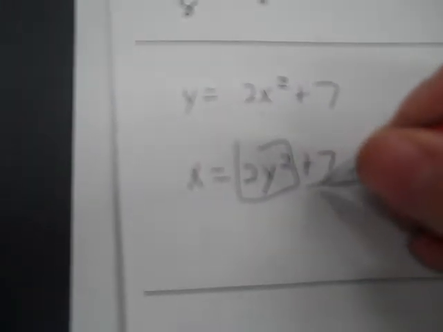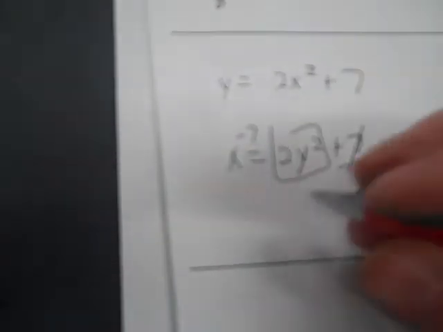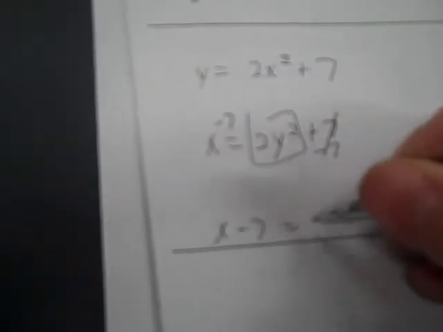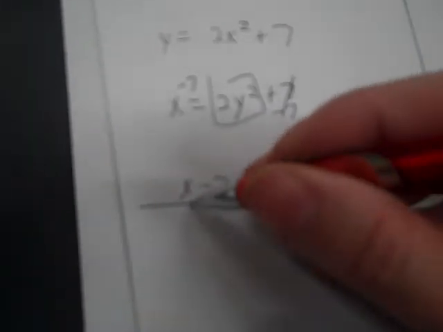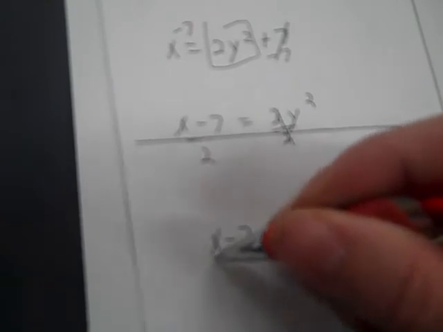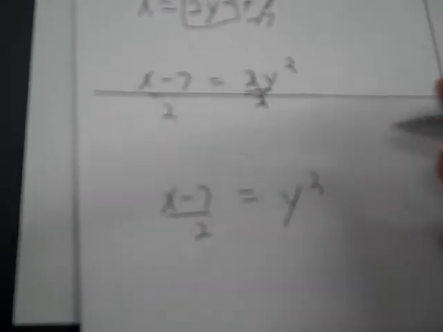Okay, next one, flip them. Box your y up, so I minus 7 from that, so x minus 7 equals 2y squared. Okay, now divide by the 2, get that out, so x minus 7 over 2 equals y to the second, and for y to the second I do the square root. Cancel there, and now I have the square root of x minus 7 divided by 2.